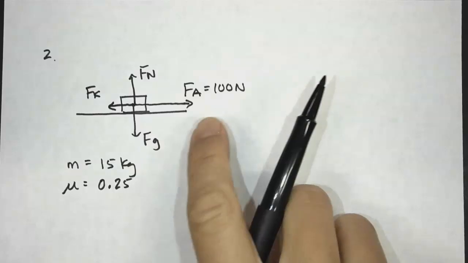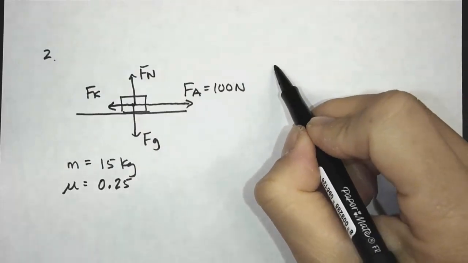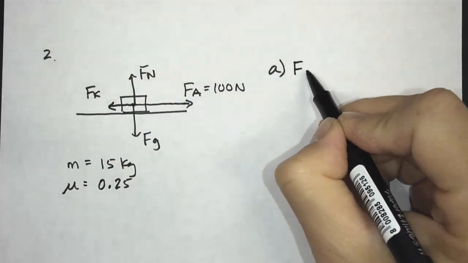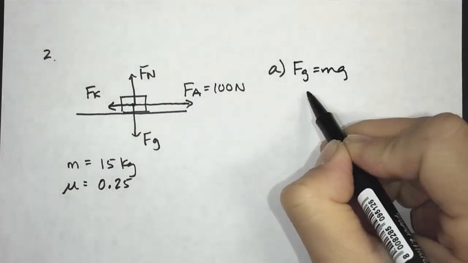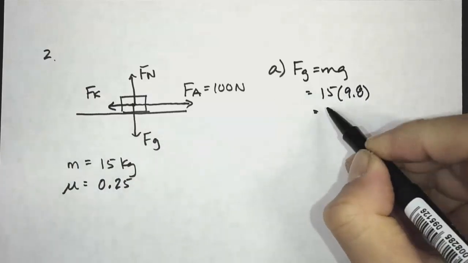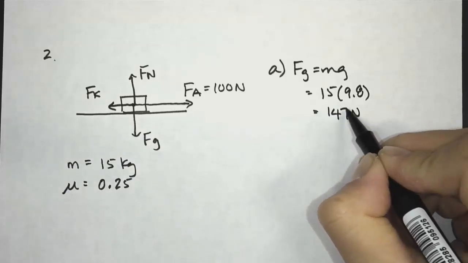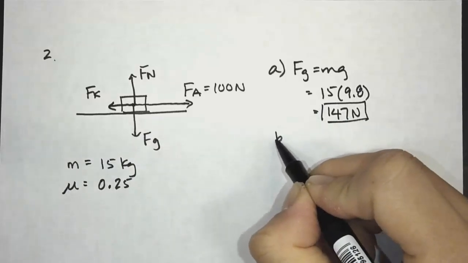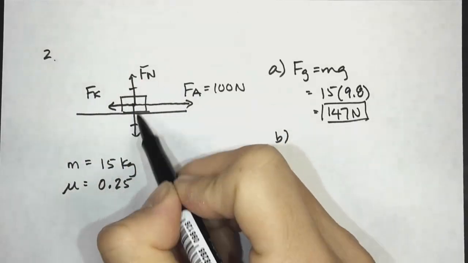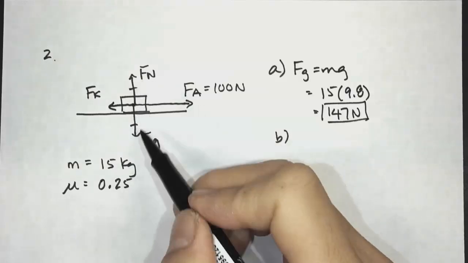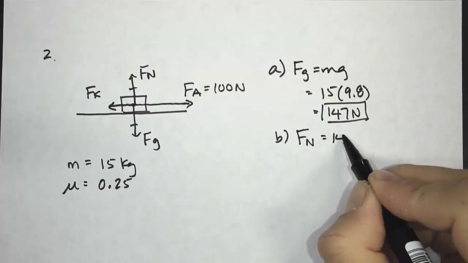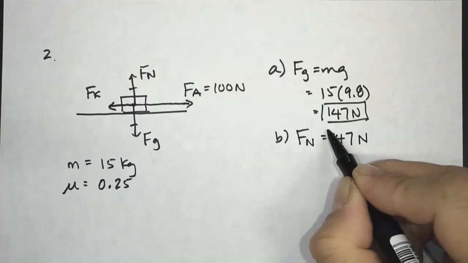The first thing we're going to look for is the gravitational force, or the weight. So Fg is equal to mg. And since m is 15 and g is 9.8, we get 147 newtons. The normal force and the gravitational force are equal because the object is not accelerating up and down. It's not even moving. So the normal force is 147 newtons.